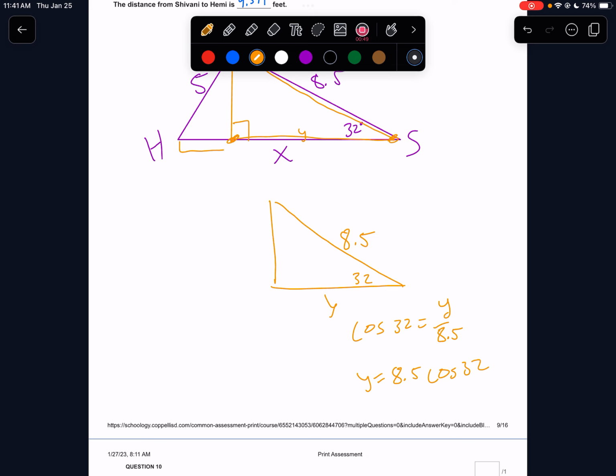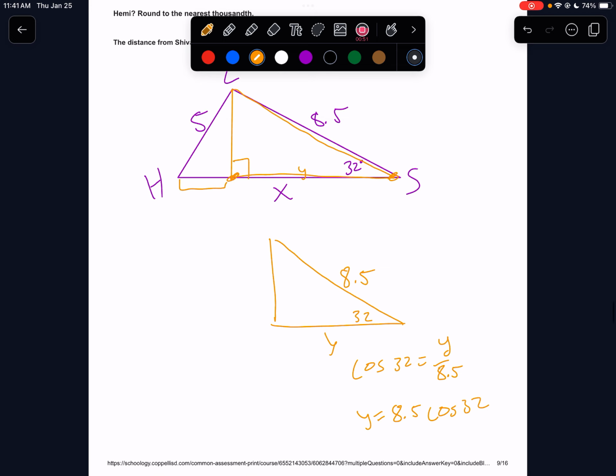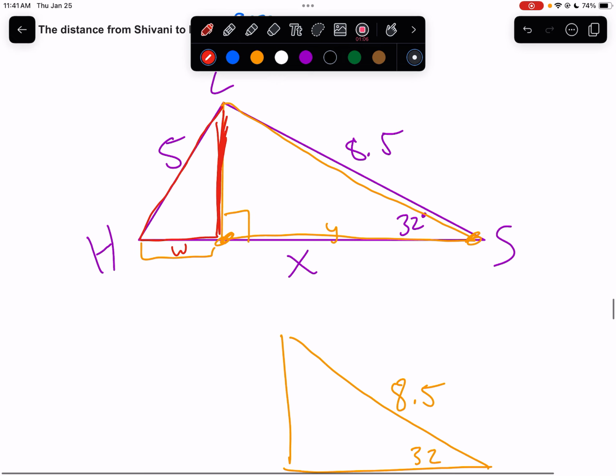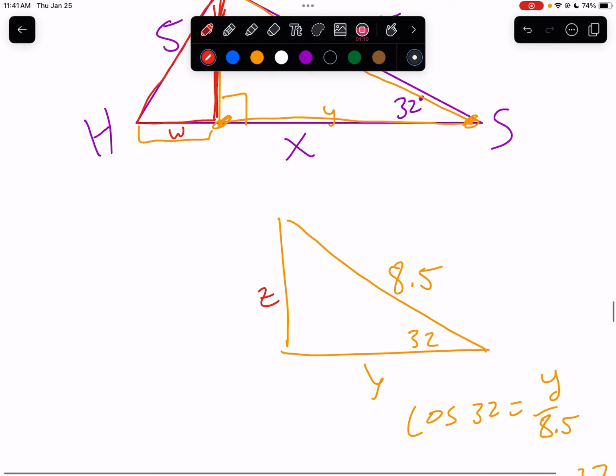How are we going to get the rest of it? That's going to be kind of tough. I'm going to call this part over here, in a different color, but let's focus on this right triangle. Call this W. Well, how do we do anything here? What we could do is get this height. We have a way to get that from the orange triangle. So we have W, X, Y. We'll call this height Z. That would be this height here.